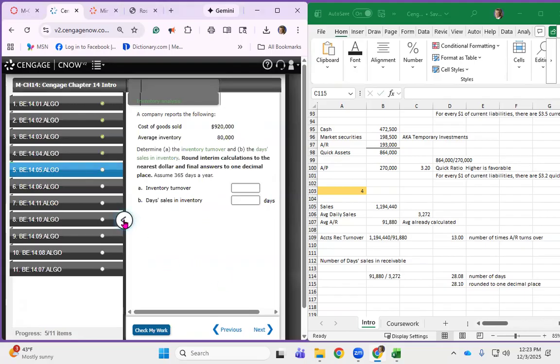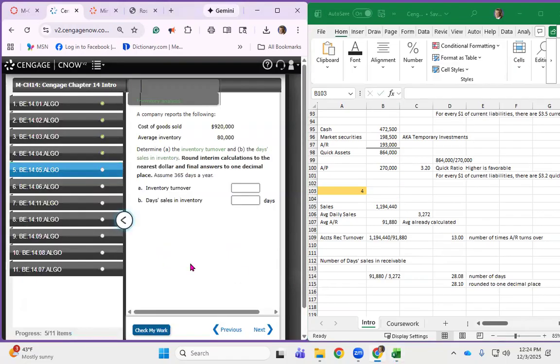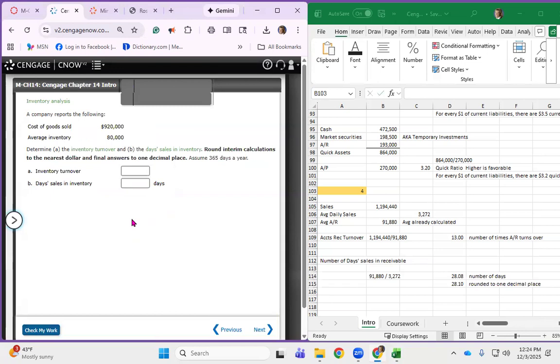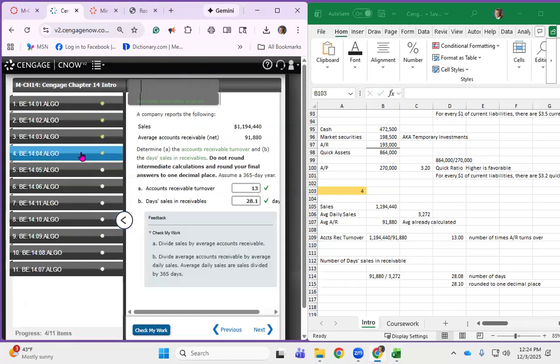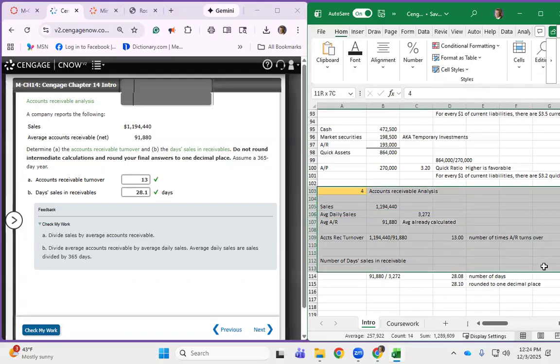The next ones, we're going to basically do the same thing, but now we're going to do inventory. So one more time, what we just did was we analyzed our accounts receivable. Let me go back to the one we just did. So this is accounts receivable analysis. There's basically two ratios to do. Now we're going to do this whole thing over, but now we're going to do it for inventory.